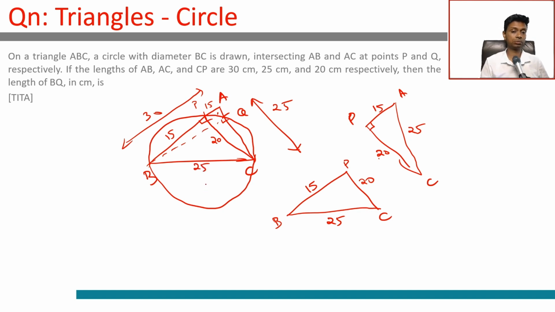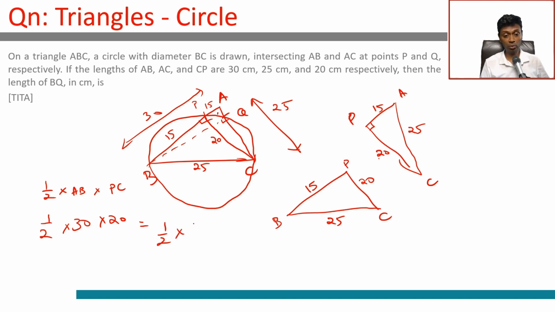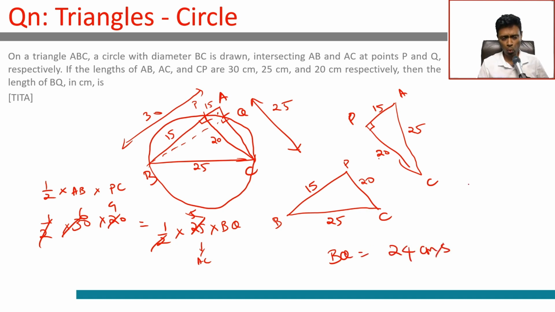Now we need to find BQ. Now the best way to do this is using the idea that area of the triangle is half into base into height, which is half into 30 into 20, half into AB into PC. This also is half into 25 into BQ. 25 is nothing but AC. Plug this in and then we are through, we'll be able to find BQ. This half and half disappear. 25, take off a 5, make this 6, take off another 5, make this 4, 6 into 4, 24. BQ is 24 centimeters long. Wonderful, wonderful question. Pythagoras theorem and the idea that area is half into base into height.